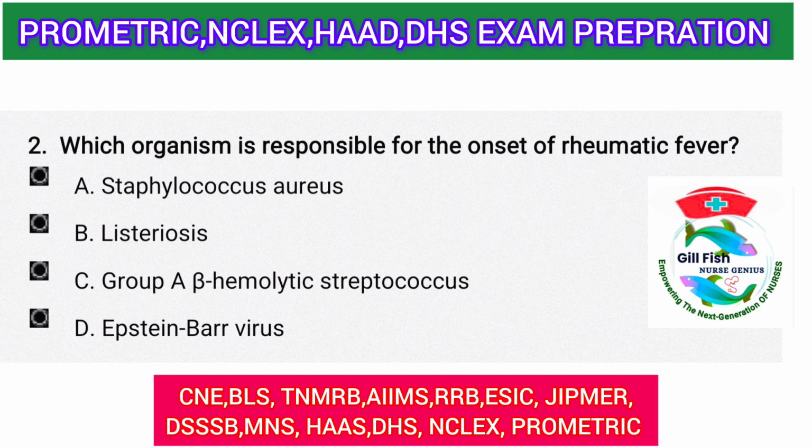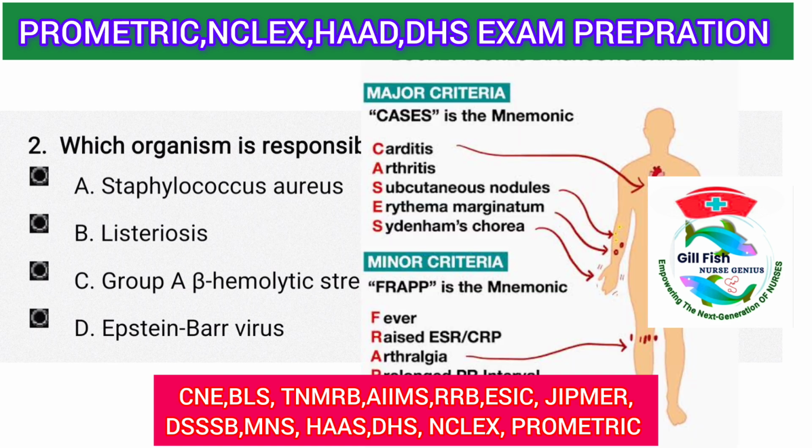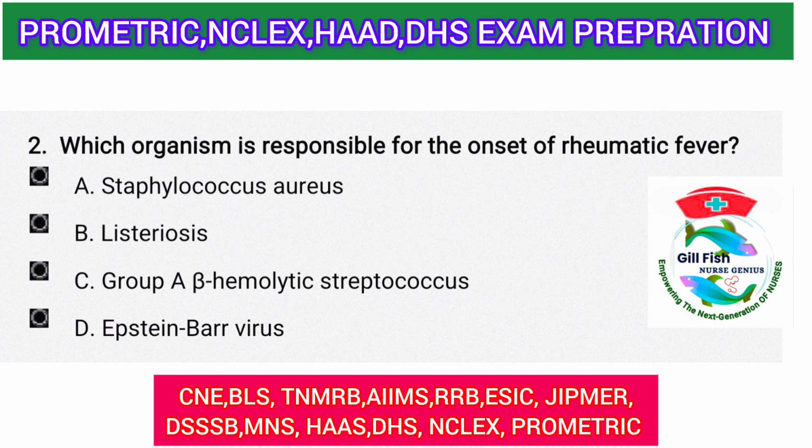Everyone knows it. Mainly, the onset of rheumatic fever is caused by Group A beta hemolytic streptococcus, only the main cause. If rheumatic fever comes, it is going to affect the joints and also the heart. Okay, those are the main complications. Other than that, nothing else would be a cause of it.